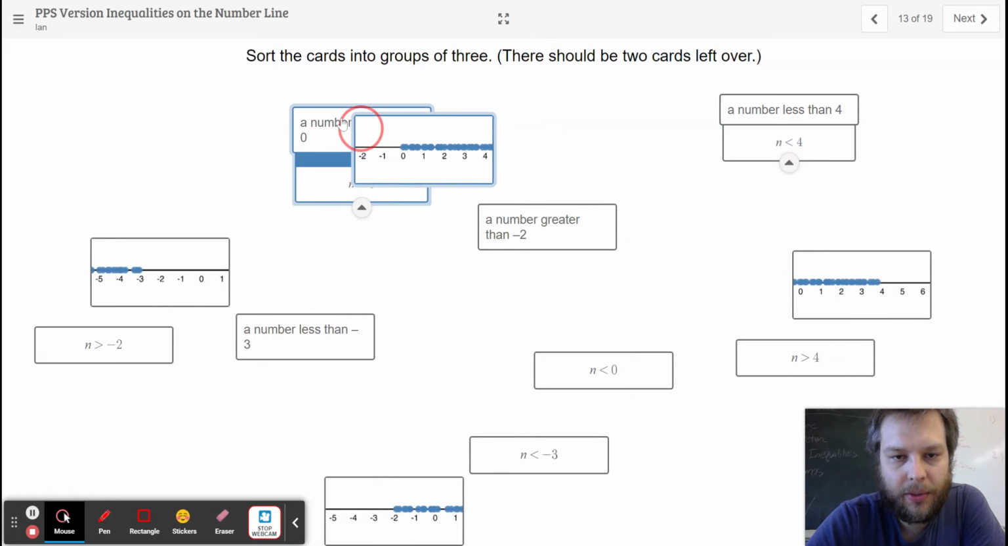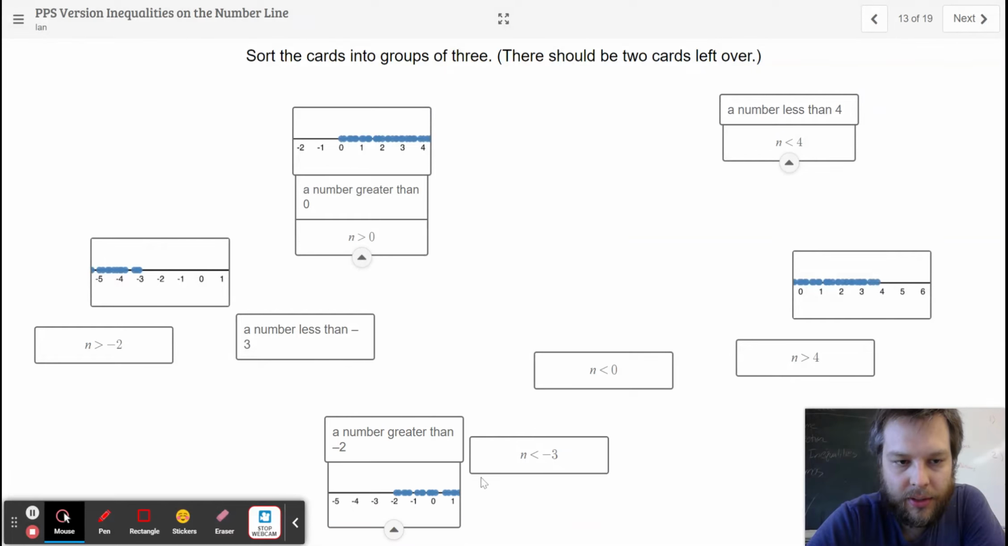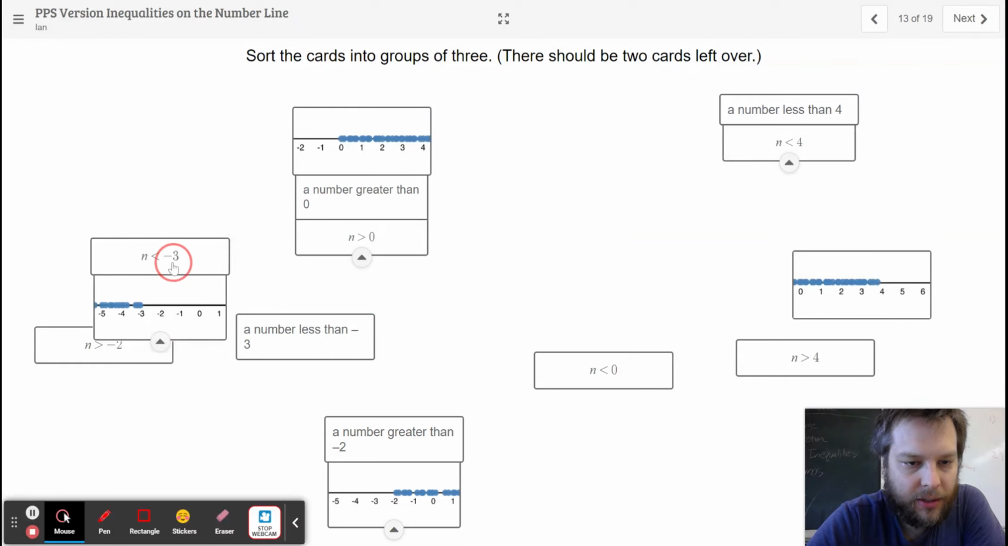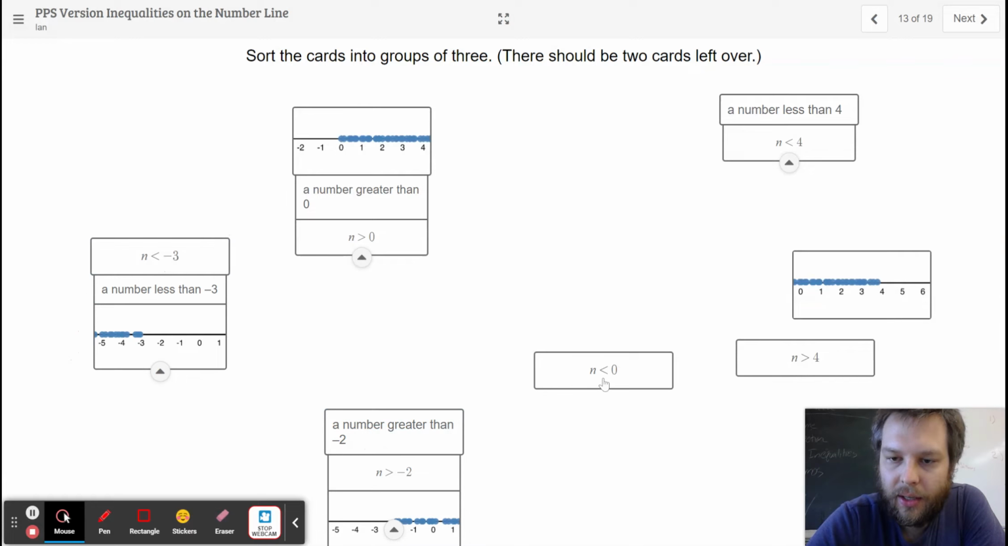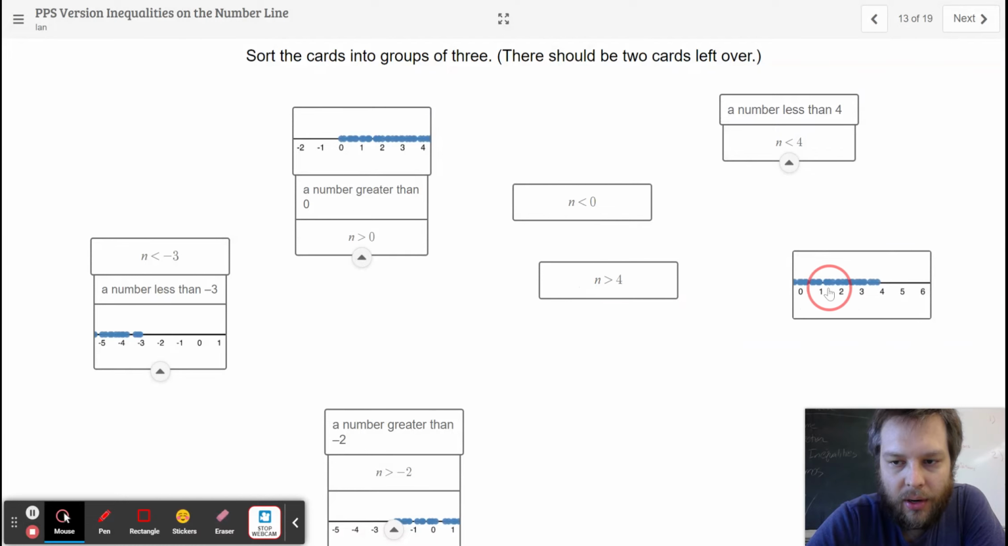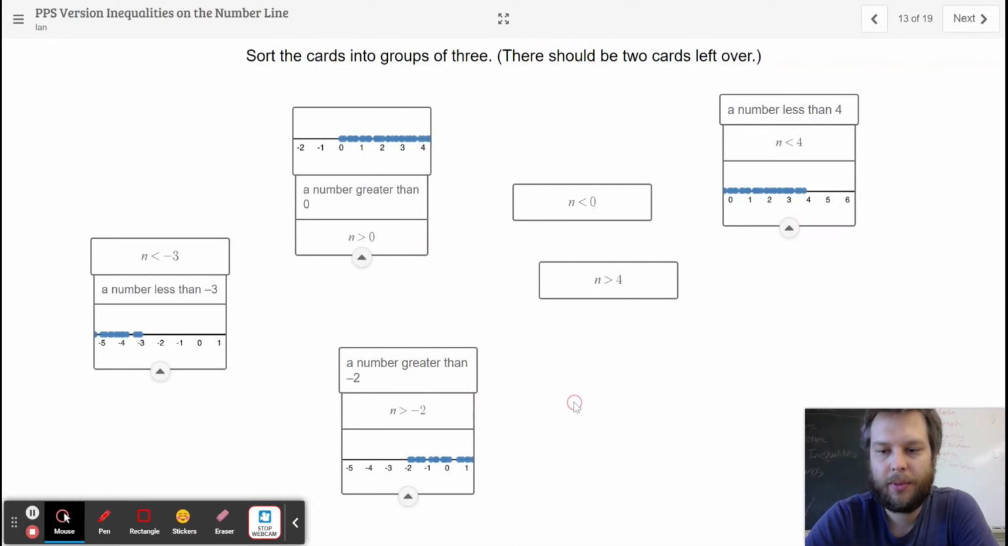This looks like numbers bigger than 0. This looks like numbers bigger than -2. This is smaller than -3. This is smaller than -3. This is bigger than -2. I don't think we have a less than 0. I don't think we have a greater than 4, but we do have a less than 4. So now these are my matched up stacks there.